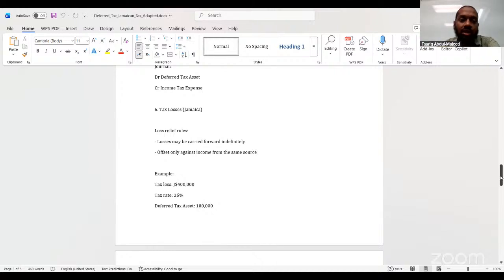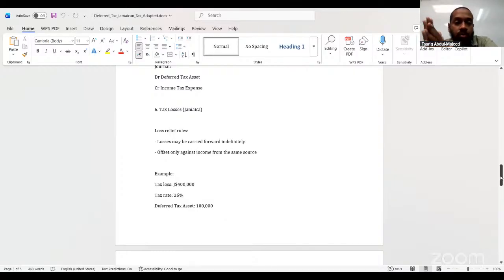But generally, indefinitely, offset only against income from the same source. When your revenue does not pass the GCT threshold, yes, even if it passed 5 years, for small companies, the cap does not apply. All right.